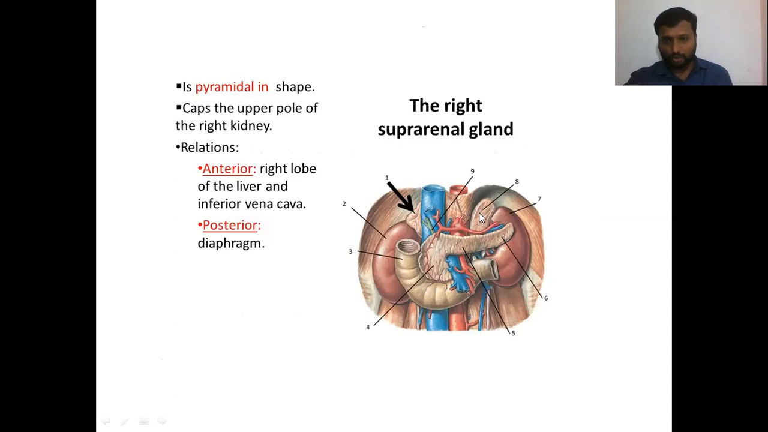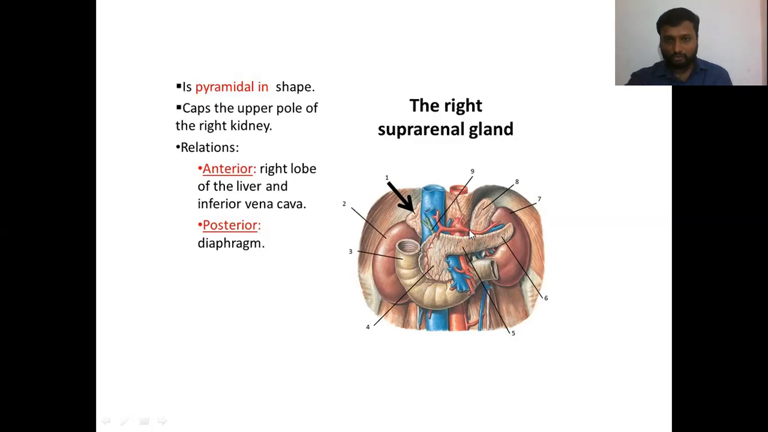Now this is the suprarenal gland. See, this is the left kidney. Above the left kidney is the suprarenal gland, and here comes the spleen. See this area, there comes the spleen. So this upper end is related to the spleen. Then the anterior surface, its lower part is covered by this pancreas.